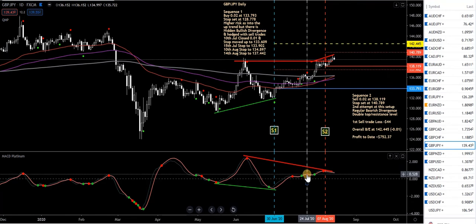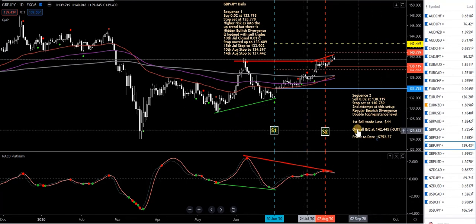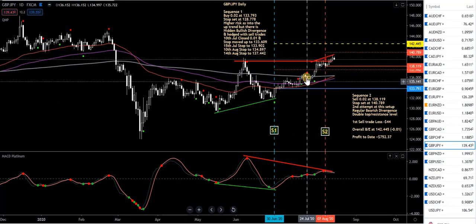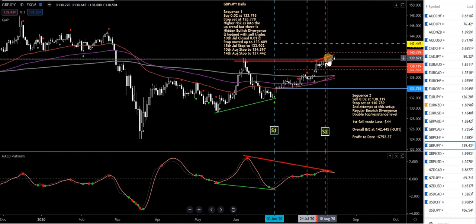Took a sell on this one. It was a loss of $44. Now we're going for a second attempt, stop in place up here. Yeah, I thought this high would hold, but it's broken through. Now we're setting up for possible regular bearish divergence, stop in place.